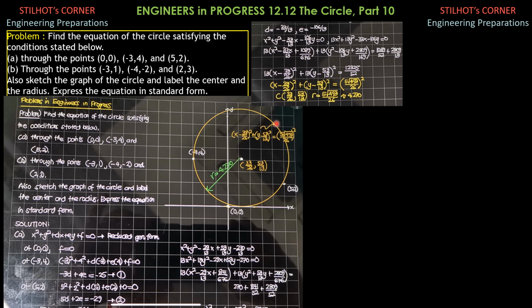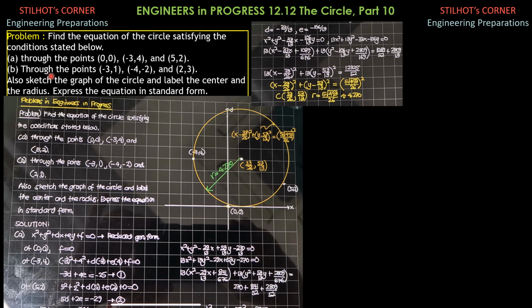So we then sketch the graph of the circle. This is the standard form of equation of the circle. That's the answer. This is the center, 33 over 26, that's 1 point something, and 53 over 13, that's 4 point something. So that's the center. These are the points where the circle passed through. And this is the circle. Not accurate, but anyway, that's the circle. Then the radius of the circle is approximately 4.270. So that's it for that problem.